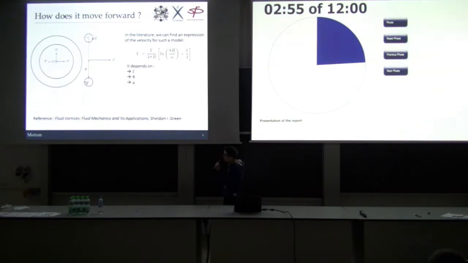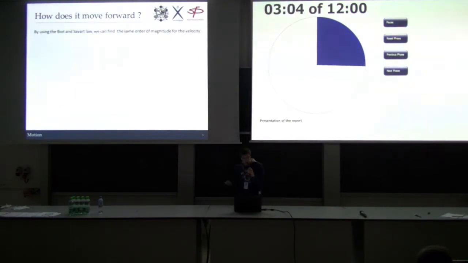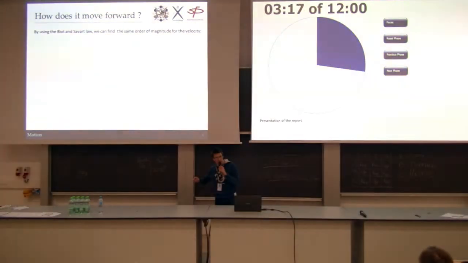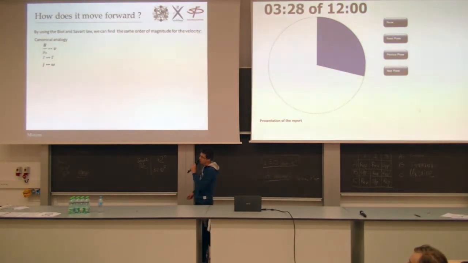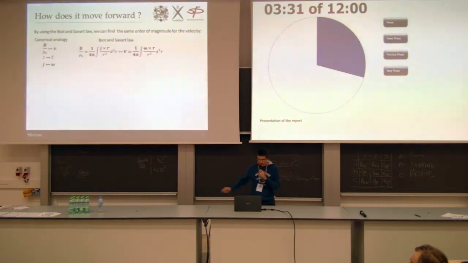This expression comes from the literature, and what is really interesting and what I would like to present to you now is that we can find an order of magnitude of this velocity thanks to a little calculation, by using an analogy with electromagnetism and the Biot and Savart relation. So, here is the analogy. The analogy is between the magnetic field and the speed. And here is the expression of the calculation.